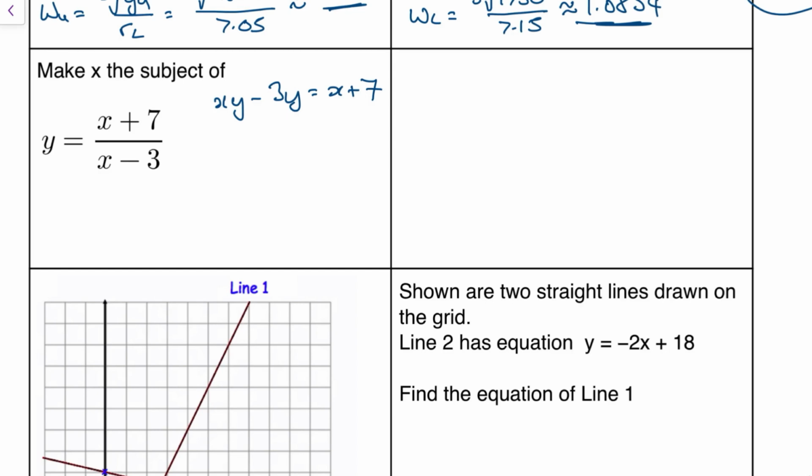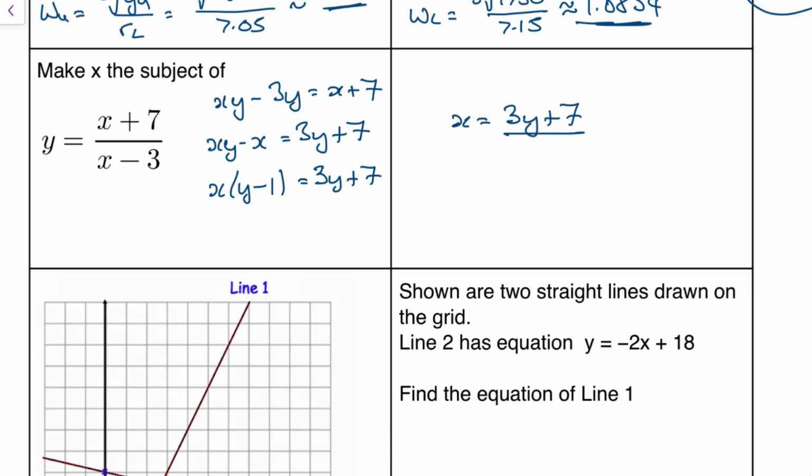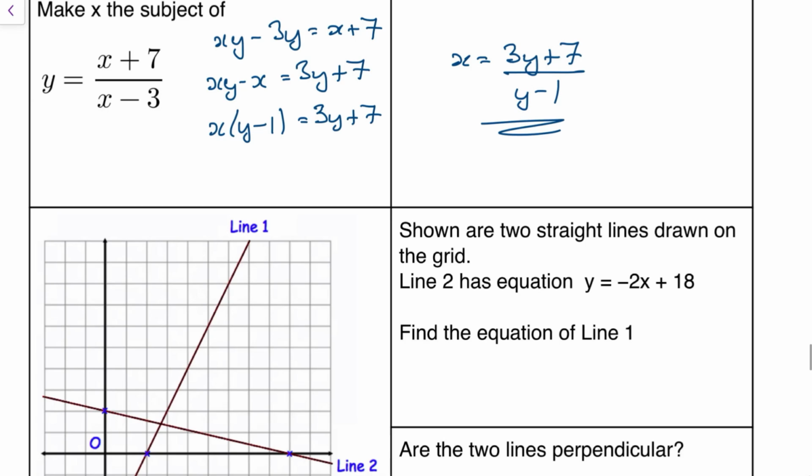Collect all my x's to the left, which is going to give me xy minus x is equal to 3y plus 7. Then I'm going to factorise out my x's, which is x times (y minus 1) equals 3y plus 7. Now, crucially, I've now got an x on its own, which means that x is equal to 3y plus 7 divided by y minus 1, and that is my final answer. After that last difficult, annoying question, that was not too bad.